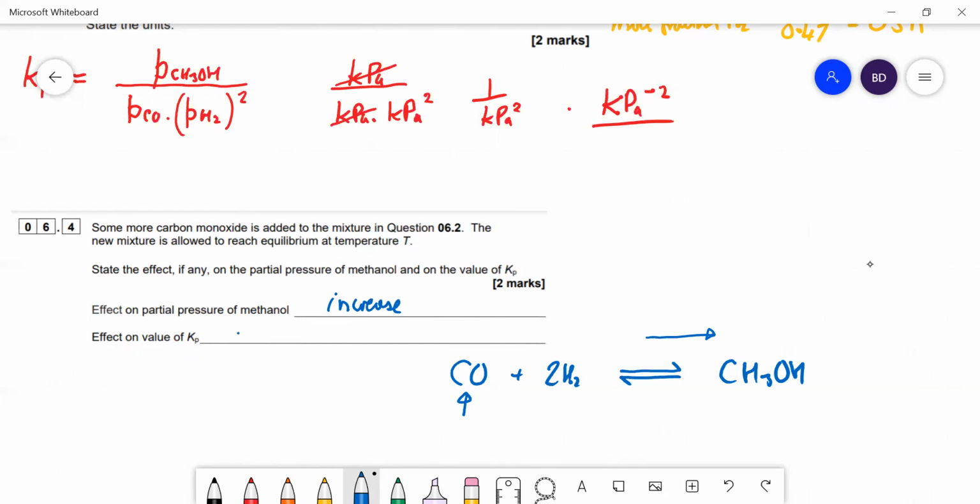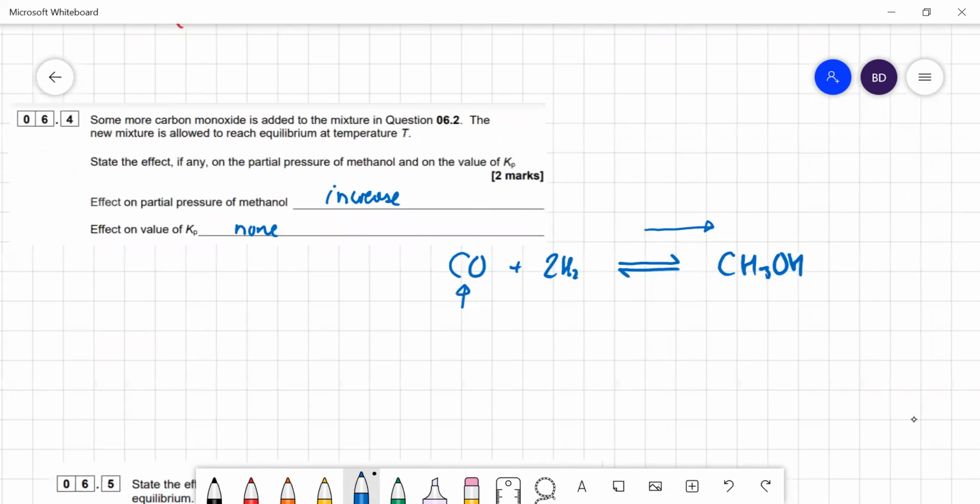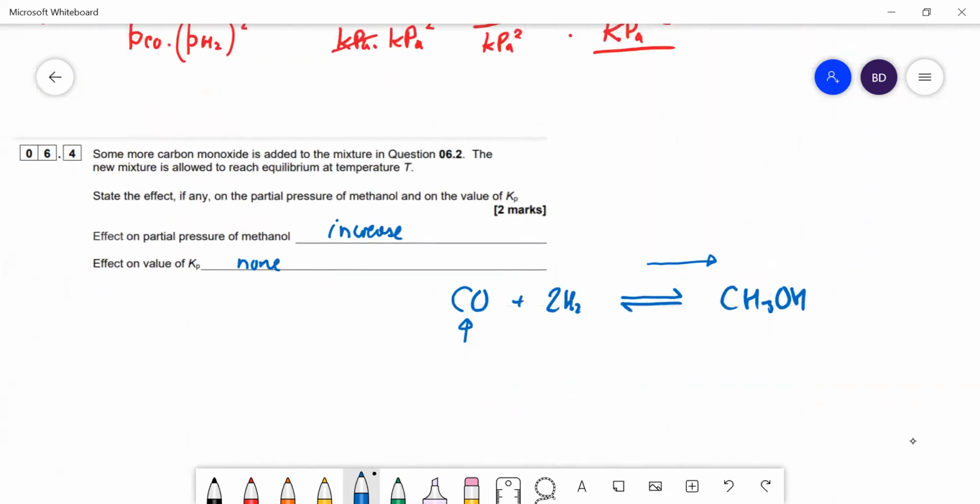The effect on Kp: no effect at all. The only thing that changes the value of Kp is changing the temperature. Anything else may change the position of equilibrium, but it will not change the value of Kp. And they quite often try to catch you out with that. You can see for this, for example, what would happen if you increase the pressure? Well, if you increase the pressure, the equilibrium would move to the right, which tempts a lot of people to say that Kp gets bigger, but it doesn't get bigger. The equilibrium moves to the right, but Kp would stay the same.